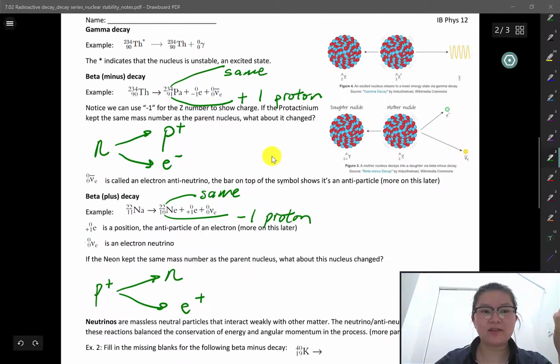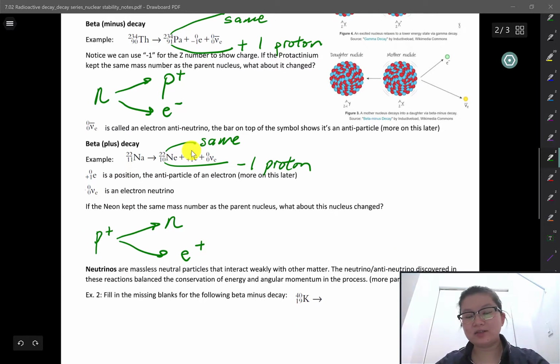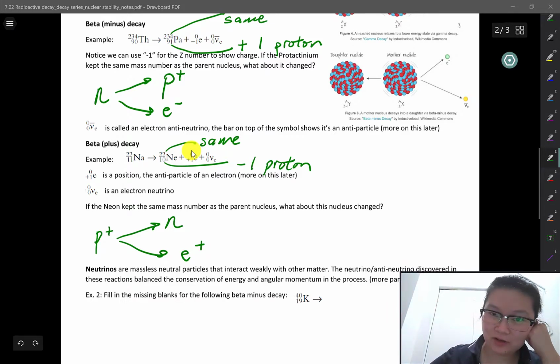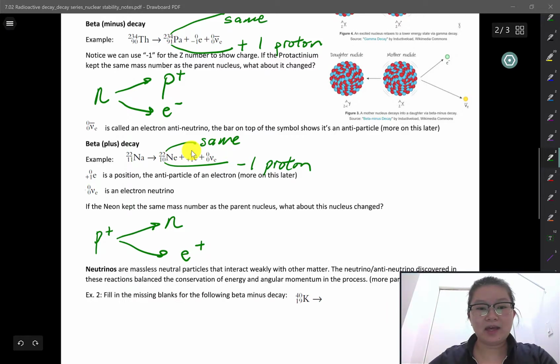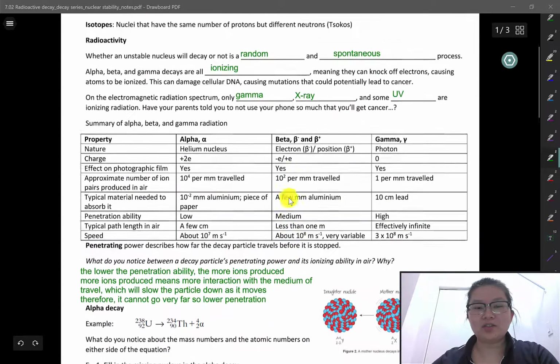Hopefully you understand that for a beta minus decay, a neutron gets converted into a proton and an electron, as well as an antineutrino in the process. Beta plus decay is the opposite, in which a proton gets converted to a neutron, as well as a positron, which is the antiparticle for an electron, and of course at the very end a neutrino as well. So more on those specific particles later in this unit, but essentially you have an idea of what all of these reactions look like.